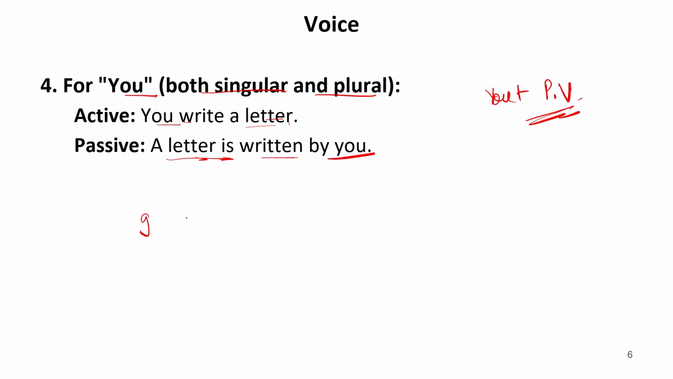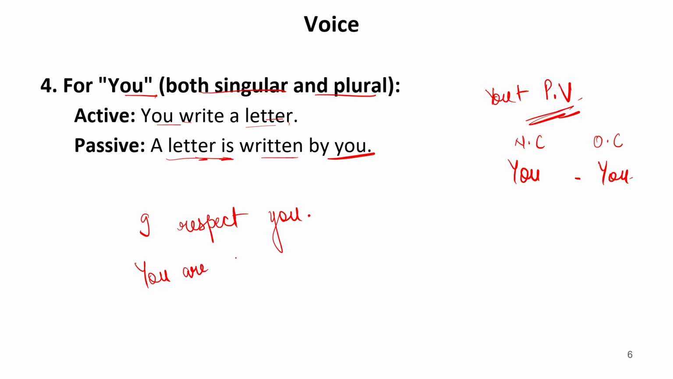If the sentence is like, I respect you, so in this case, when you takes the place of subject, it will be you only, because the nominative case of you is you and the objective case of you is also you. So the objective case and nominative case remain the same in case of you. So you respect, you are respected. Actually, you is always used in plural form. So you are respected by me. So this is the sentence structure.